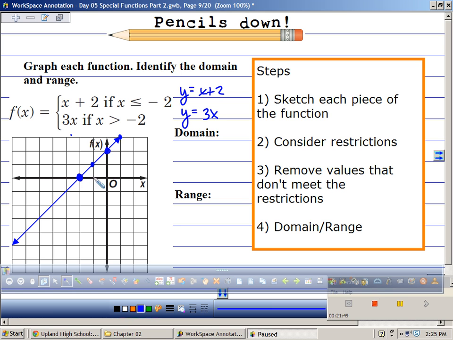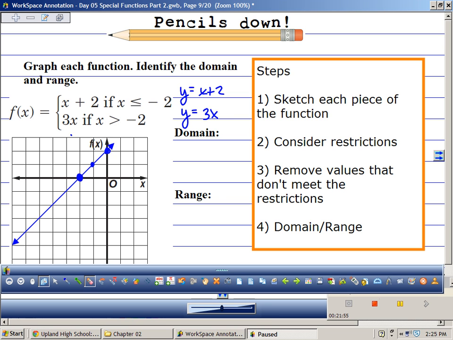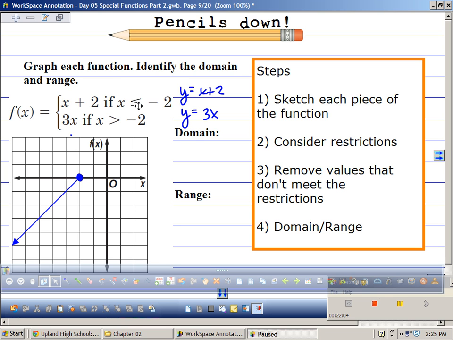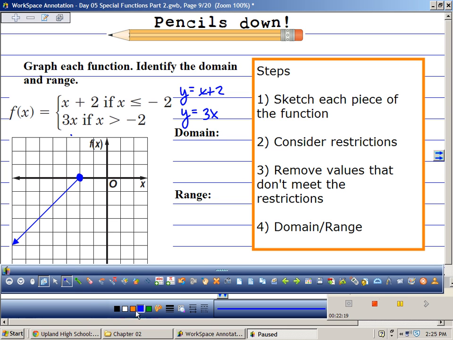So can x be 1? Can x be 0? So guess what happens? Does that make sense? I just said x can't be greater than negative 2. It's got to be less than. Okay, let it sink. It's not going to come to you right away. Let's do the next one.